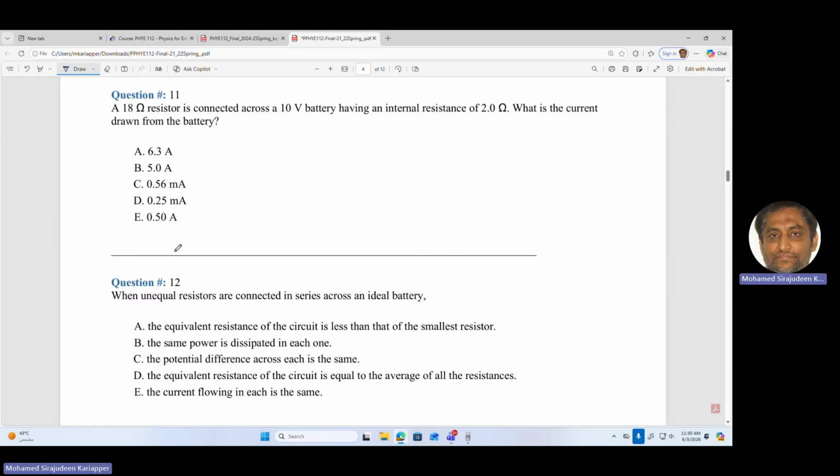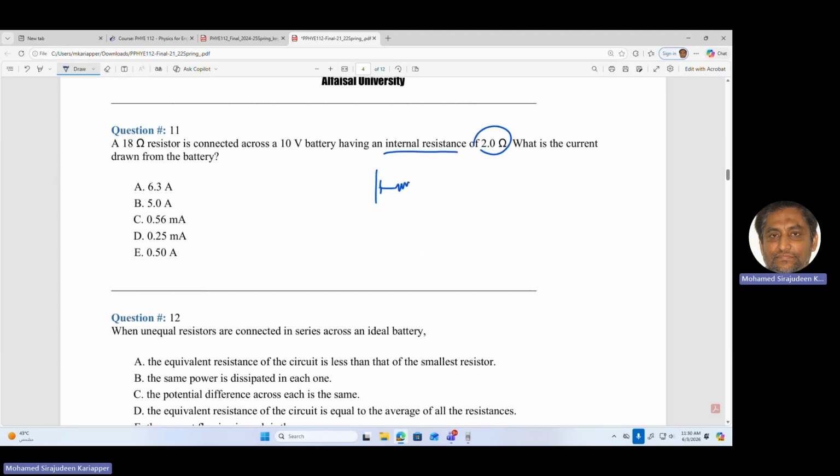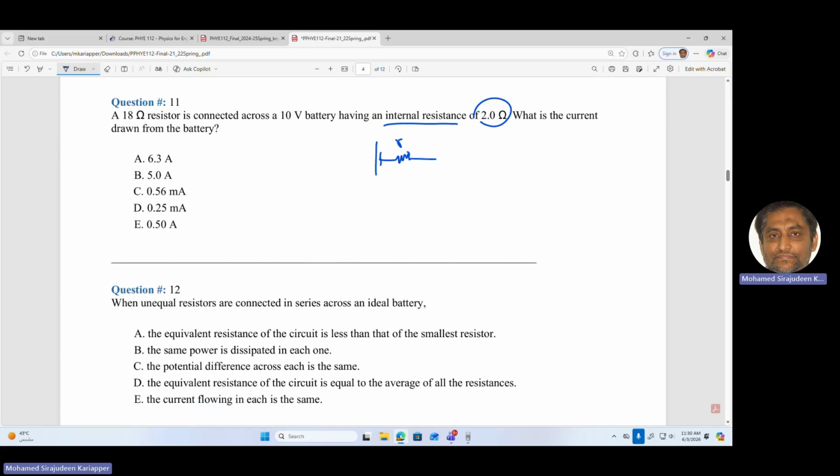Number 11, an 18 ohm resistor is connected across a 10 volt battery having an internal resistance of 2 ohms. What is the current drawn from the battery? So we have a battery which is not ideal. It has its own resistor inside the battery. So let me call it small r, in one ideal cell and the internal resistance. So this is 10 volt and this is 2 ohm, and this is connected to an external load or external resistance, 18 ohms. What is the current?